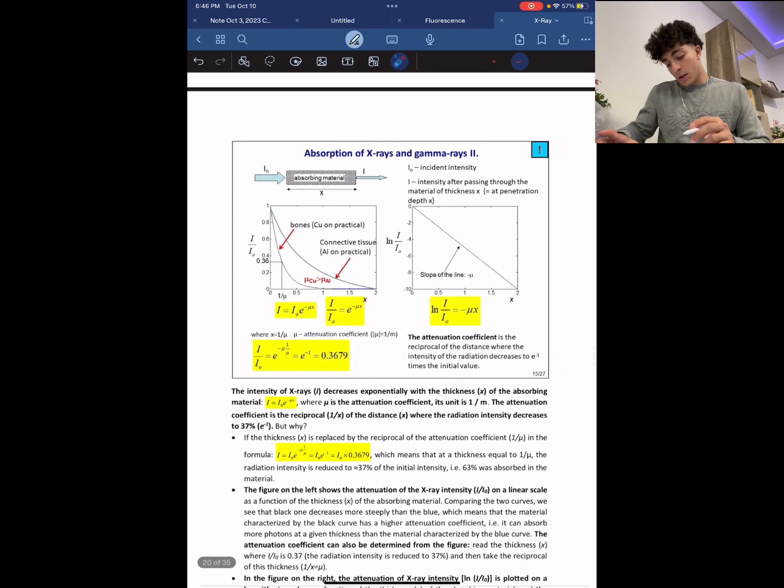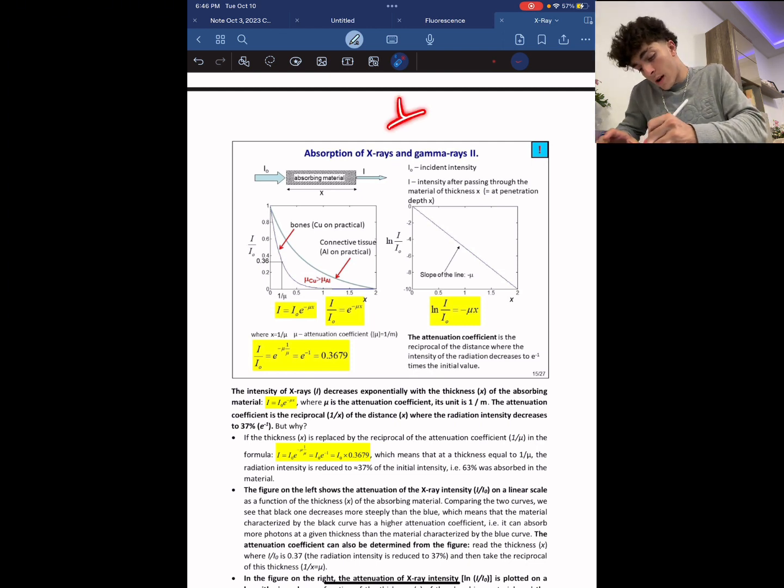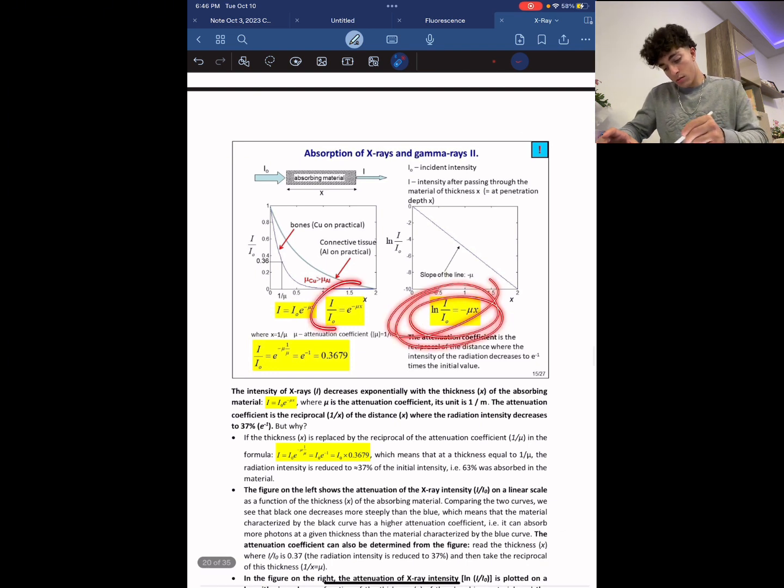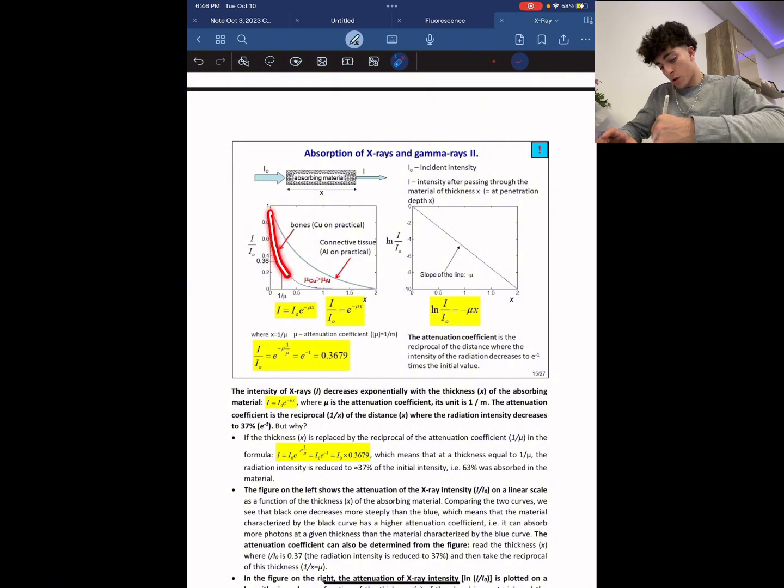All right, some formulas you need to know. Here, this is the exact definition. It is the reciprocal of the distance where the intensity of the radiation decreases to e to the negative 1 times the initial value. What does this mean? 1 over x equals intensity e to the negative 1. Okay? Here, and here represent all the same thing. Now, this is showing you that bones have a higher attenuation coefficient than connective tissue, right?